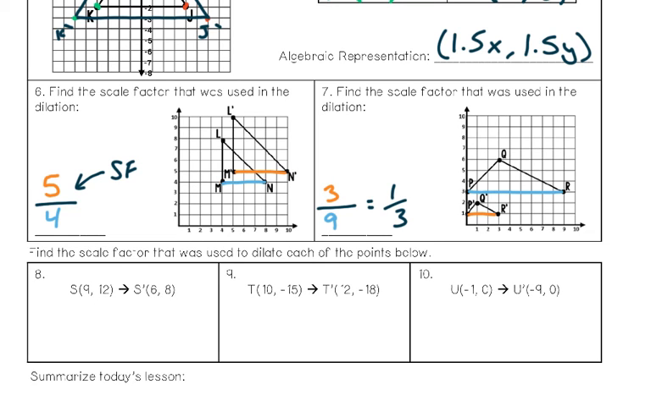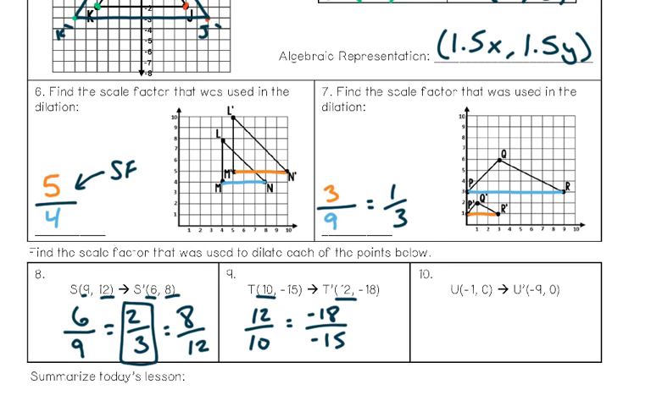Number 8 is our first example of this. The new point is at 6 and the old point was at 9. Those are the matching x-coordinates. 6/9 reduces to 2/3, and that's our scale factor for this example. You could have done the same thing with the y-coordinates. 8/12 also reduces to 2/3. All those are the scale factor for this dilation. Go ahead and do that for number 9 and tell me what is the scale factor for this dilation.